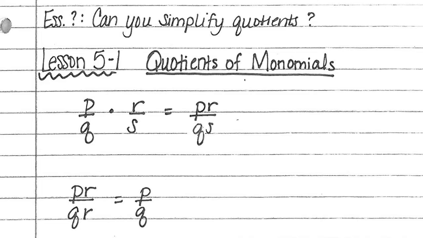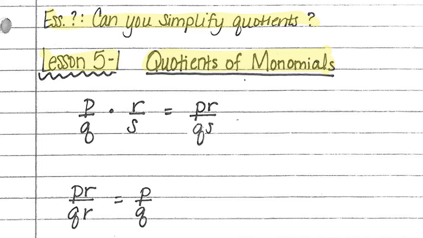All right, Algebra 2. We're moving on to Lesson 5.1. We're working with quotients of monomials. Remember, a monomial means that you have one term, and a quotient is the answer to a division problem. Our essential question: can you simplify quotients?